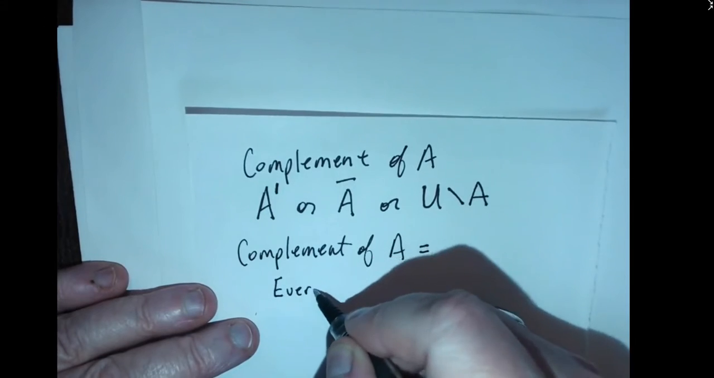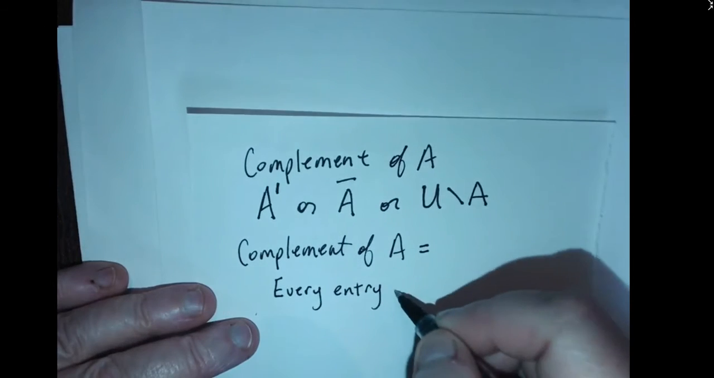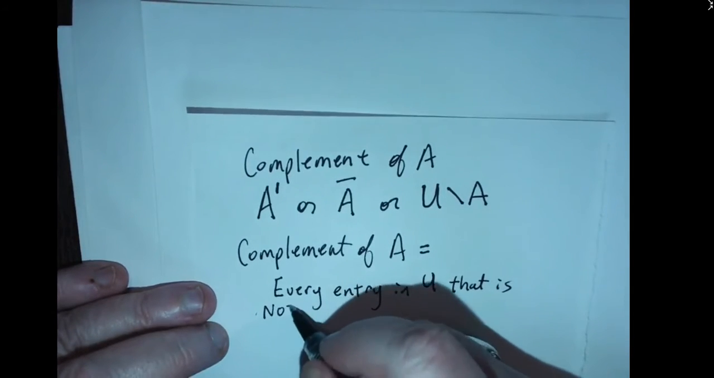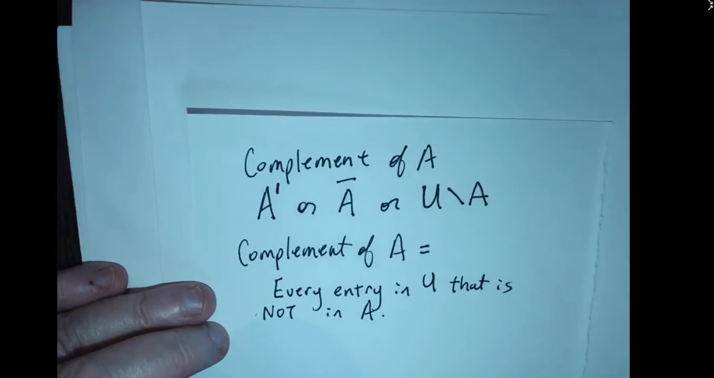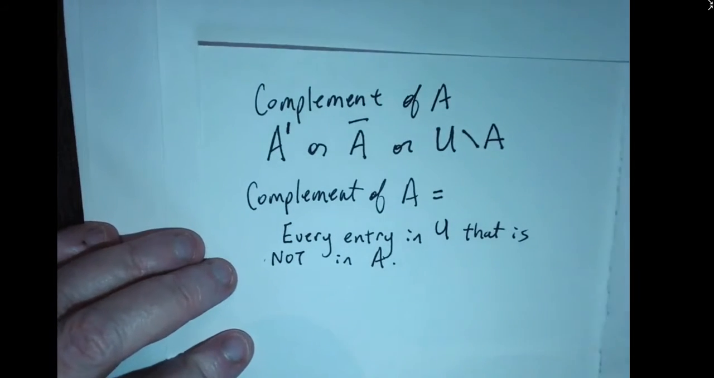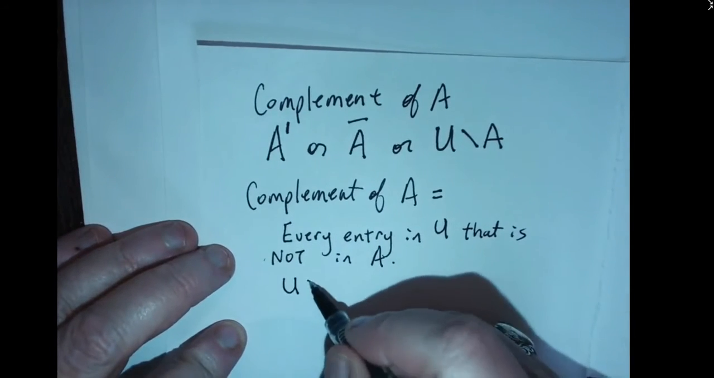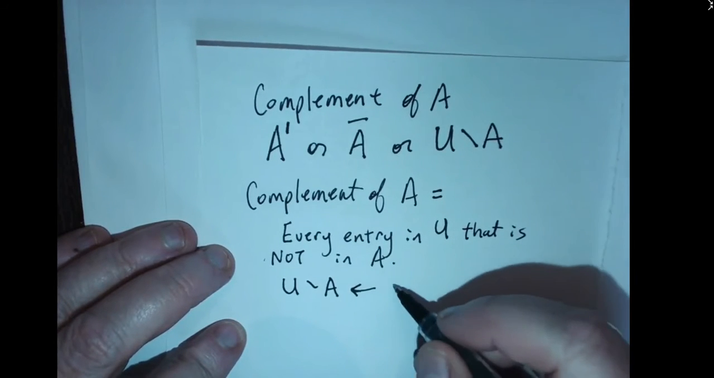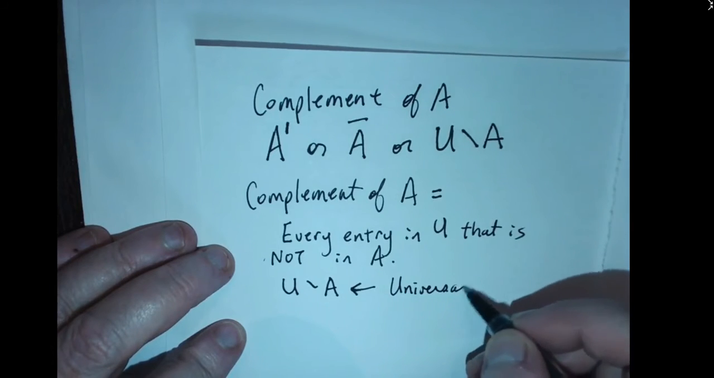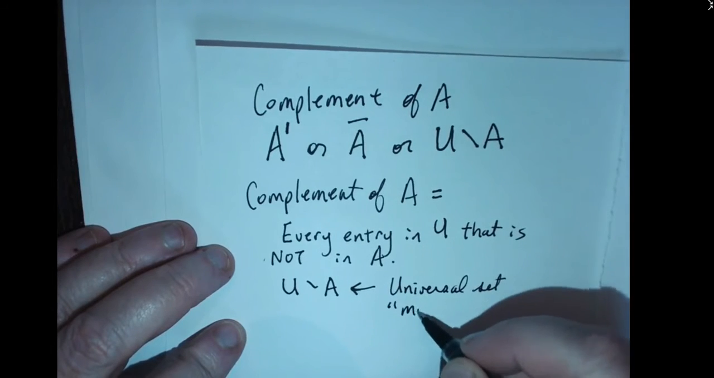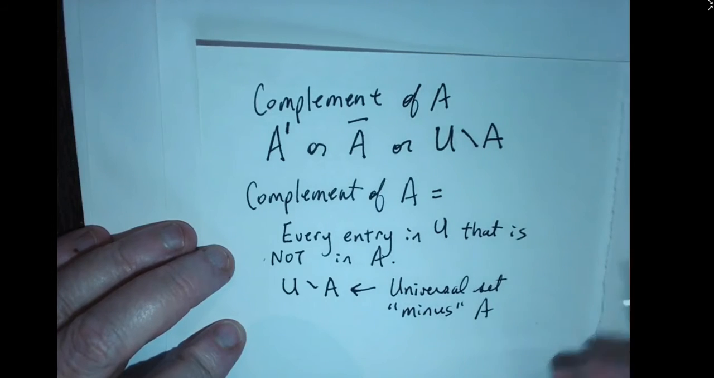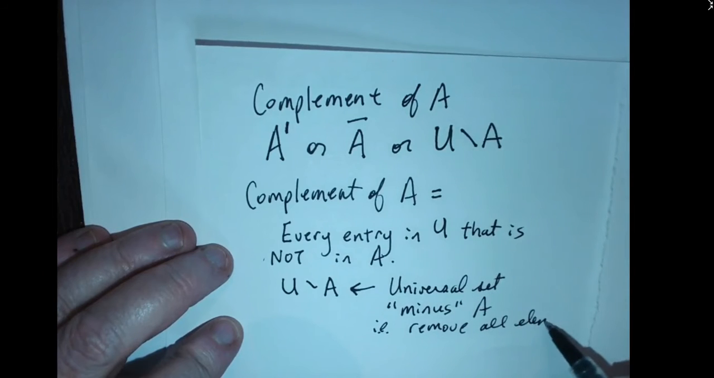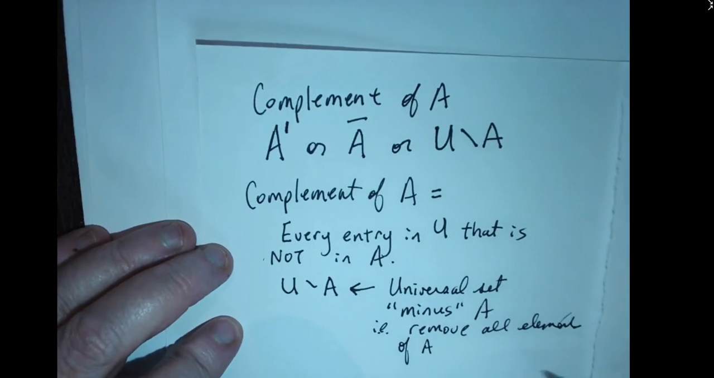every entry in the universal set that is not in A. This is actually a good notation, because you can think of that as the universal set minus A. In other words, remove all elements of A from the universal set.